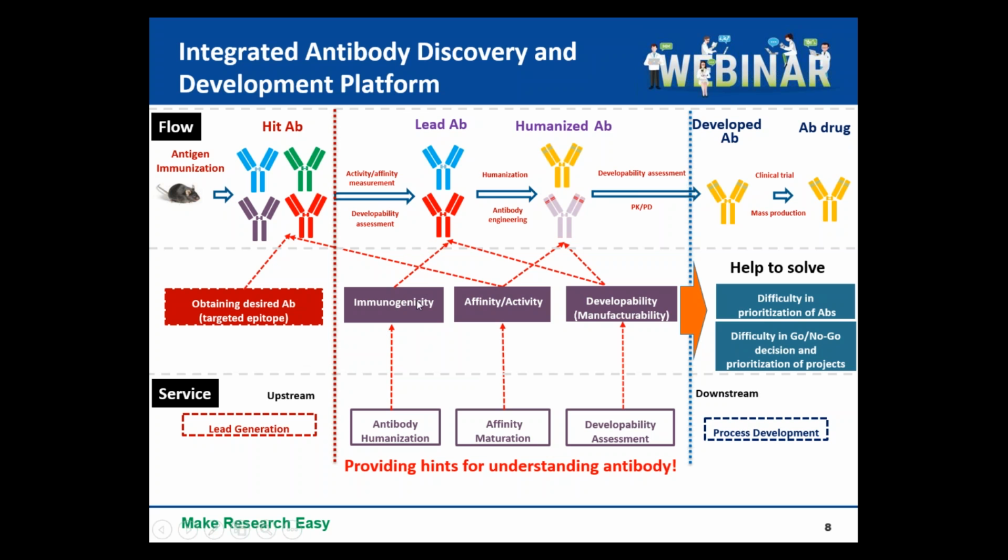The immunogenicity of the molecule, the activity and affinity measurements, developability assessment, and then as you go from the lead antibody to humanization, you go through the antibody engineering process, and then go from humanized antibody into development, and you again need to go through the developability assessment, PK/PD studies. So during this process, in the middle, we look at immunogenicity, affinity, and activity, and then the manufacturability parameters.